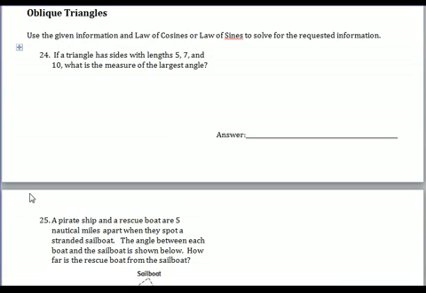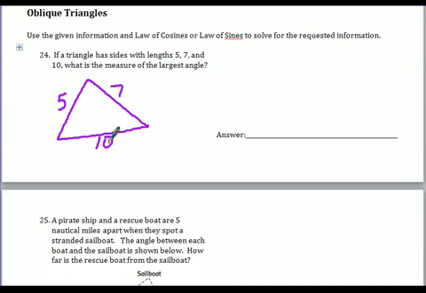All right, let's continue with our exam review, starting here on question number 24. If a triangle has sides with lengths 5, 7, and 10, what is the measure of the largest angle? So first thing we should do here is sketch a diagram of our information. So 5, 7, 10. And we want to know what the measure of the largest angle is.